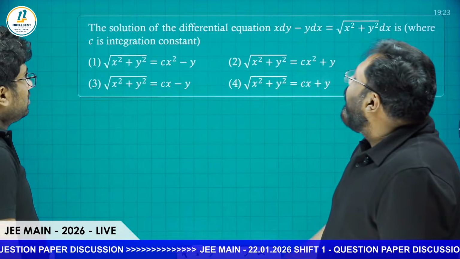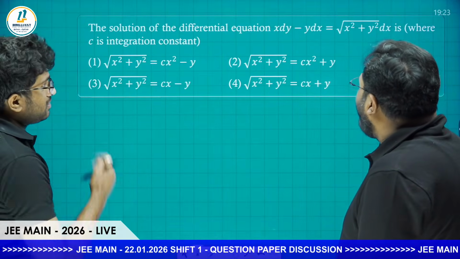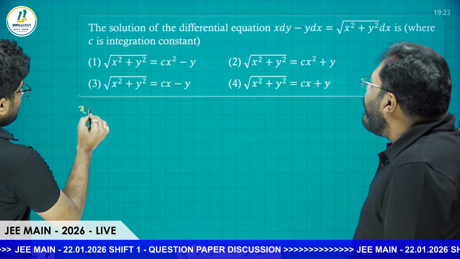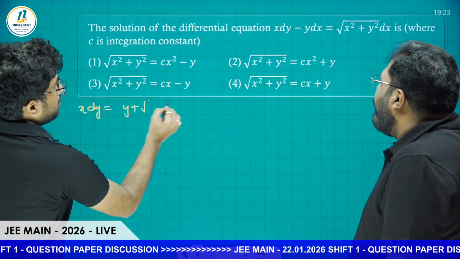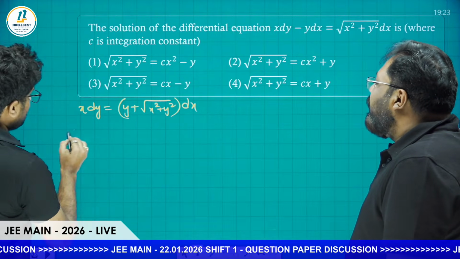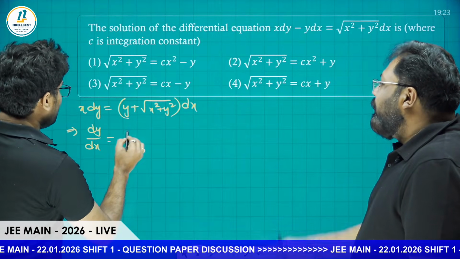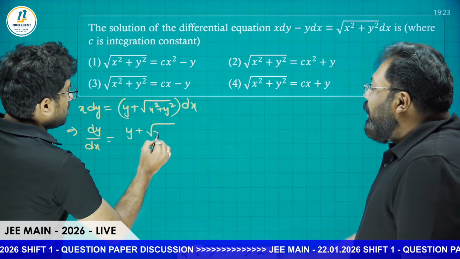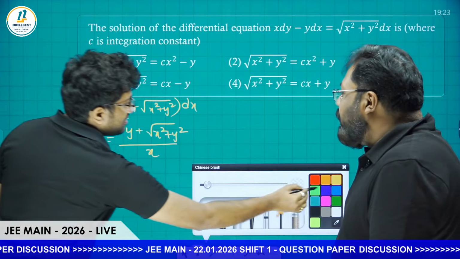Okay, next one. Straightforward homogeneous differential equation. So you can just write it as x dy is equal to, if I take dx common, y plus root over x square plus y square dx. So this is nothing but dy by dx equals y plus root over x square plus y square, whole divided by x. I guess this is in our material also, sir. Yeah. NCERT textbook question, sir. NCERT textbook, very basic question for 3 marks.